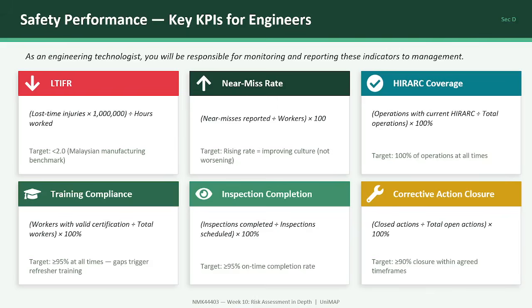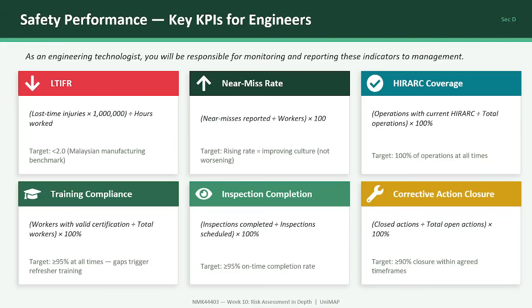HIRARC coverage. Formula: operations with a current HIRARC divided by total operations, multiplied by 100%. Target: 100% at all times. Any gap represents unmanaged, undocumented risk. As the safety responsible person, you are accountable for this number.